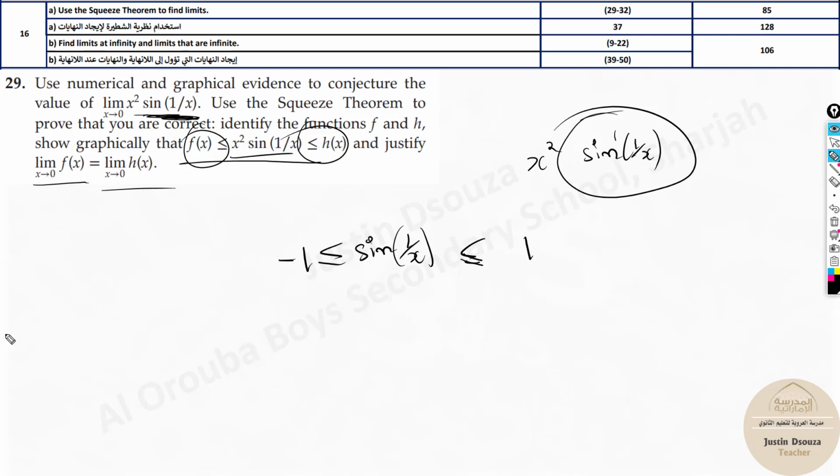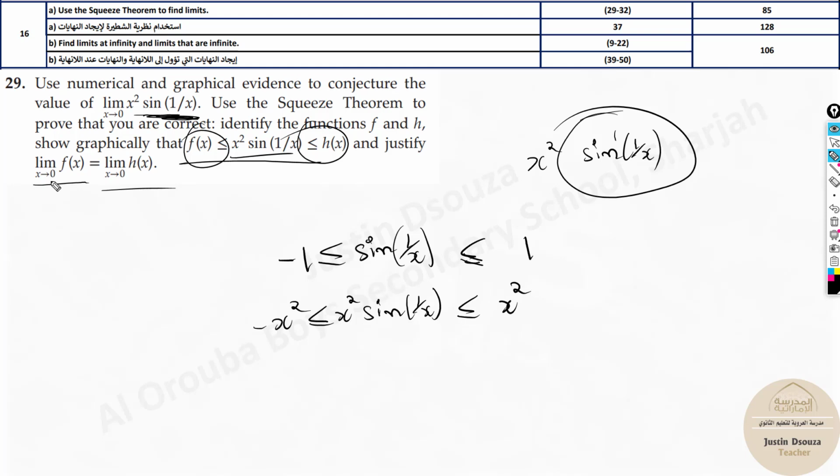So what do we have to do? We have to multiply this x square throughout. We can't just do it over here. Now the range changes because x square is there. So now you have to multiply x square throughout this particular inequality. In the sense, here it will be minus x square less than or equal to x square sine 1 by x, which was given already, less than or equal to x square. That is our question. The polynomial part we multiplied, and over here it's x squared.